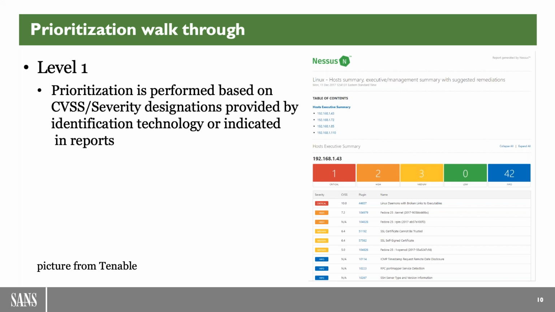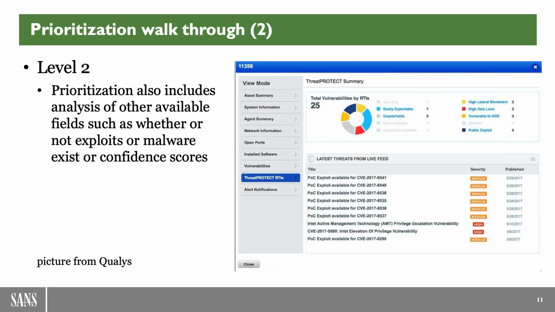But if you want to move beyond that and continue to advance the program, then from a level 2 perspective, it's including available information that could also factor in some of the basic generic threat intelligence that's available, like are exploits actually available, or does malware exist for it. So again, some of this information is available inside our vulnerability scanners today. You may have to pay for the feeds, but as an example, what we have on the screen is from Qualys with their Threat Protect.